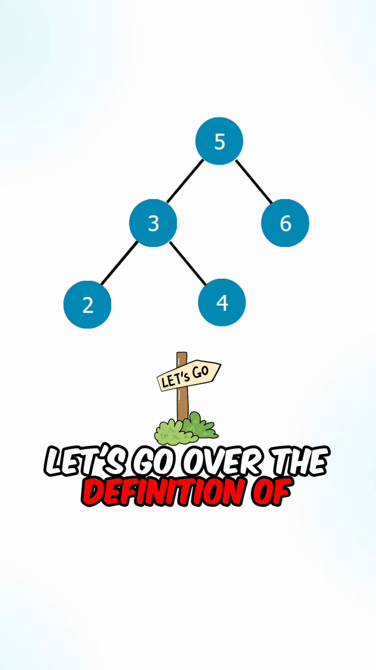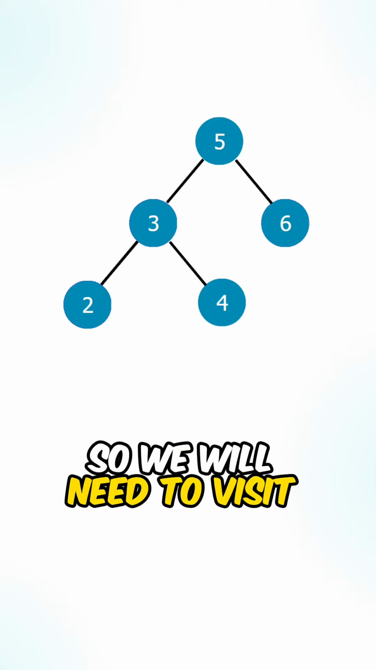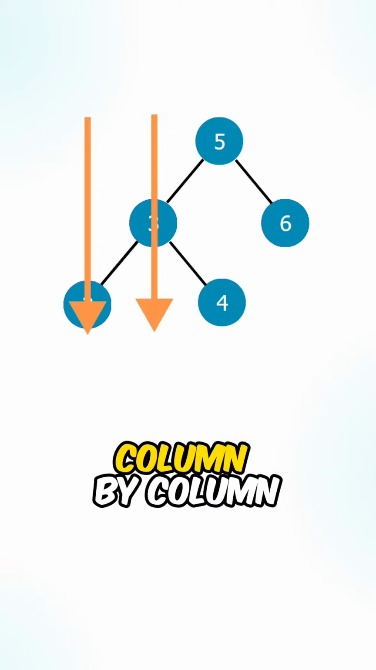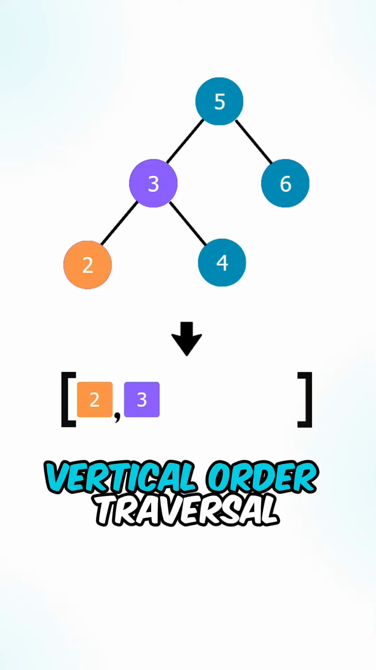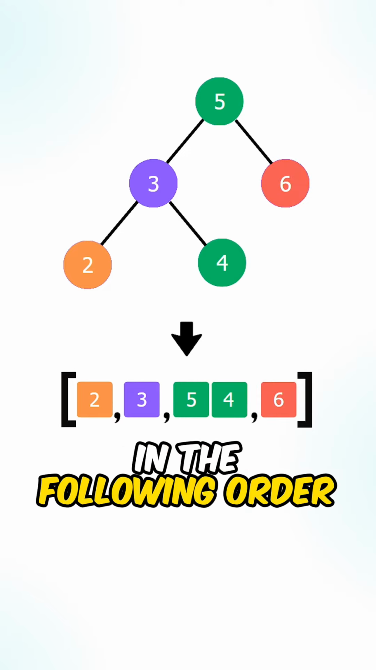Let's go over the definition of vertical order traversal. We will need to visit the node values top to bottom, column by column. Let's say we're given this binary tree. If we perform a vertical order traversal, we will get the node values in the following order.